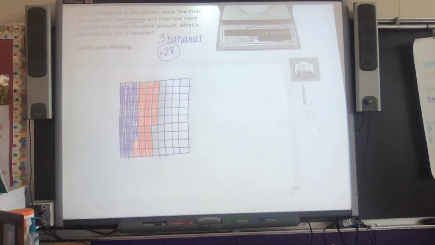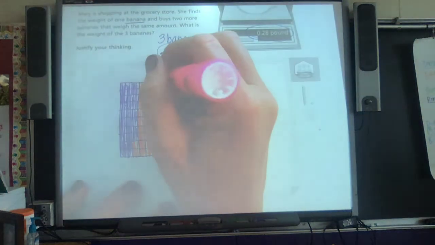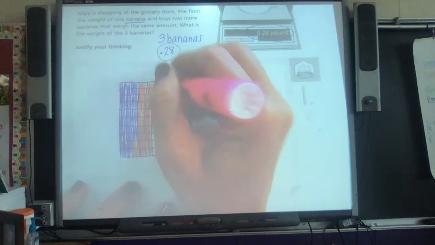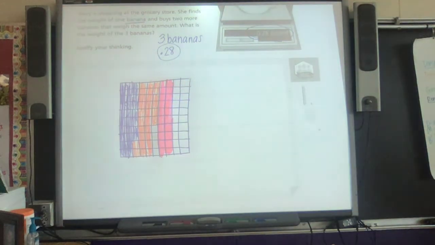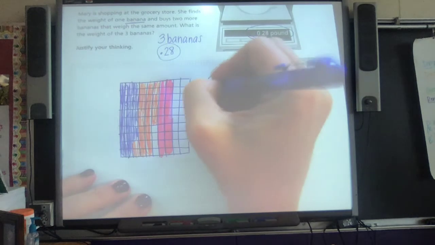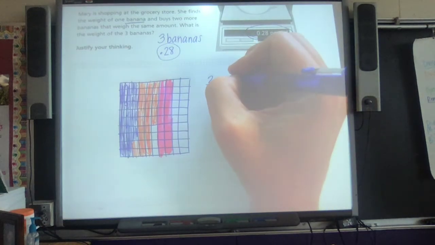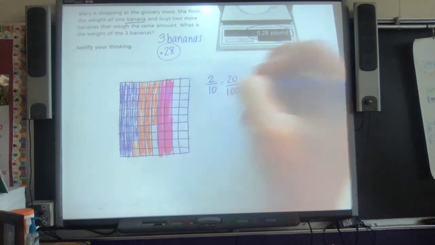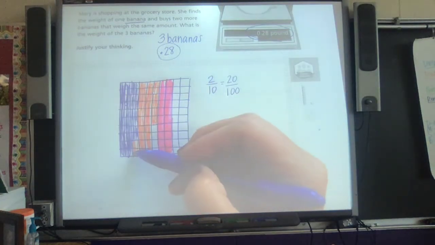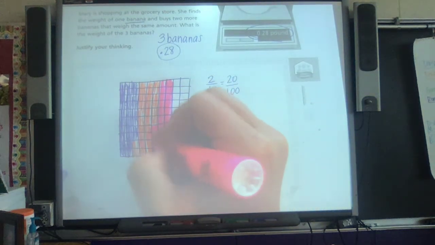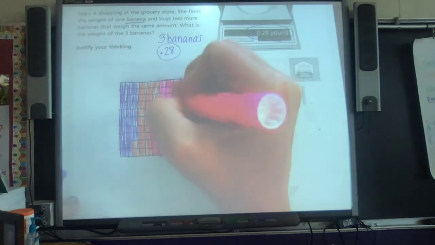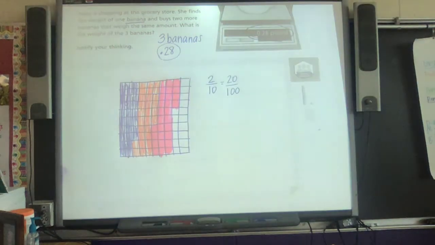Let me find another color. Let's try this highlighter. So again, I've got my third banana. I'm going to do it in pink. I have 2 tenths. Remember, we'll write it over here. 2 tenths is 20 hundredths. Remember when we just made those into tenths? 2 of those is the same as 20 hundredths. Okay, so I have 20, 21, 22, 23, 24, 25, 26, 27, 28. All right, so I have filled it in as I've been going.